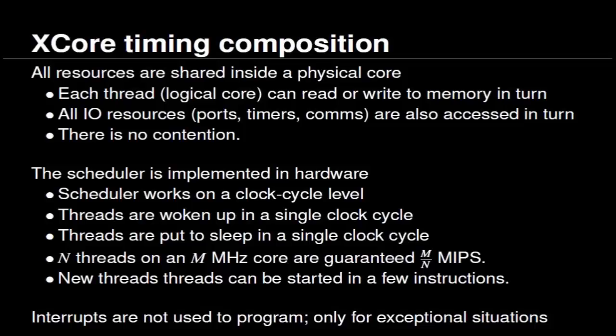The scheduler operates clock cycle by clock cycle: take one instruction, take the next instruction, take the next instruction, next thread, run them through the pipeline, one after the other. If a thread needs to be woken up, it takes a single clock cycle to wake it up. If the thread needs to be put to sleep, it's a single clock cycle. And most important, if I run n threads on an m megahertz processor, each of them gets m over n MIPS. It's as simple as that. There's nothing taken away from it.